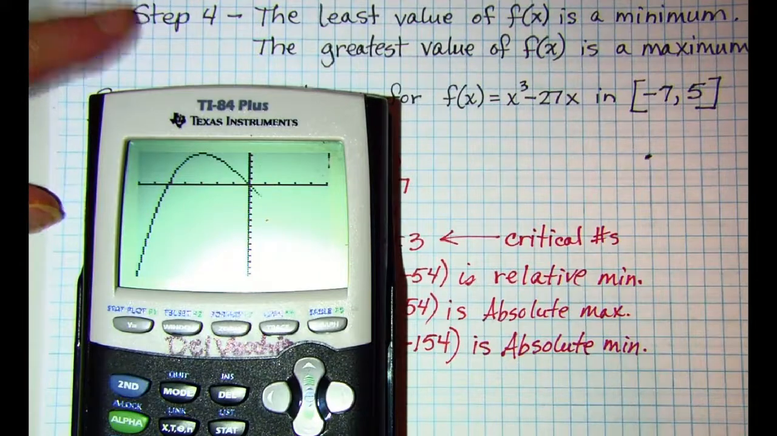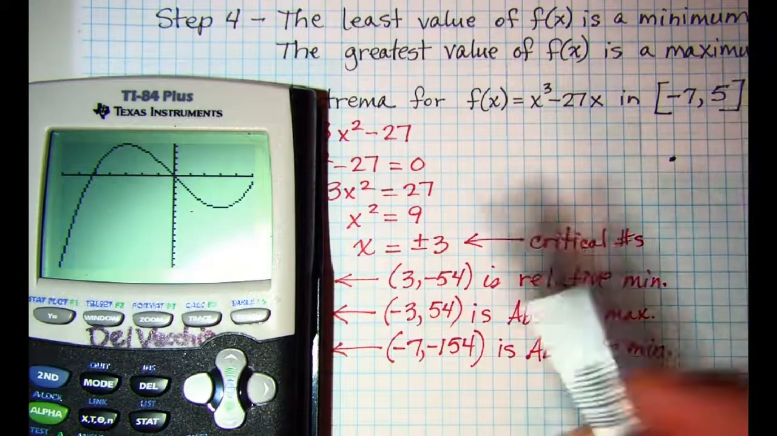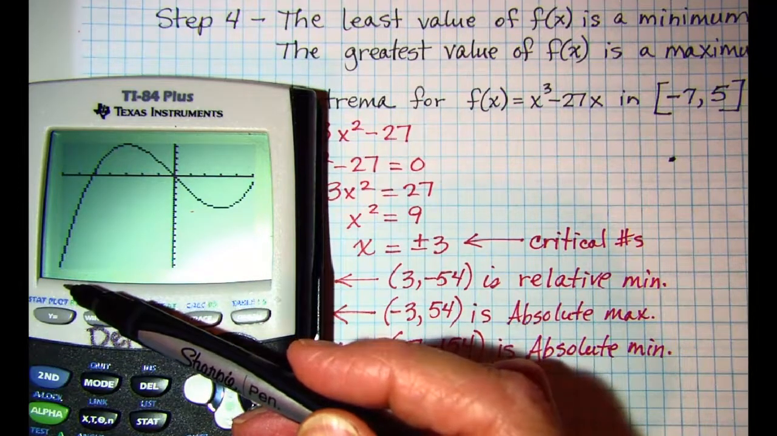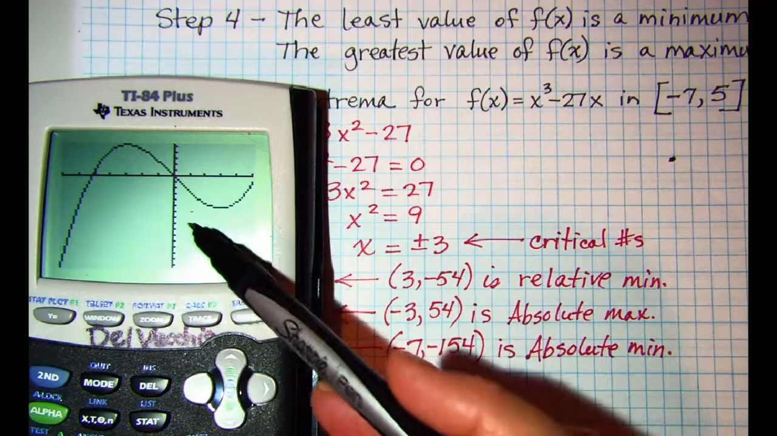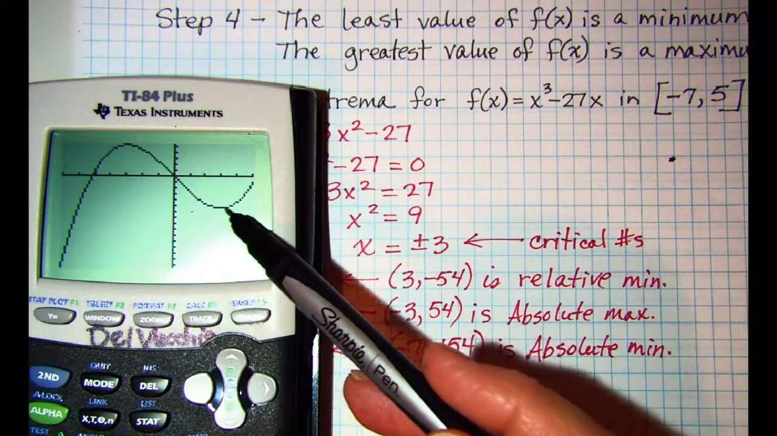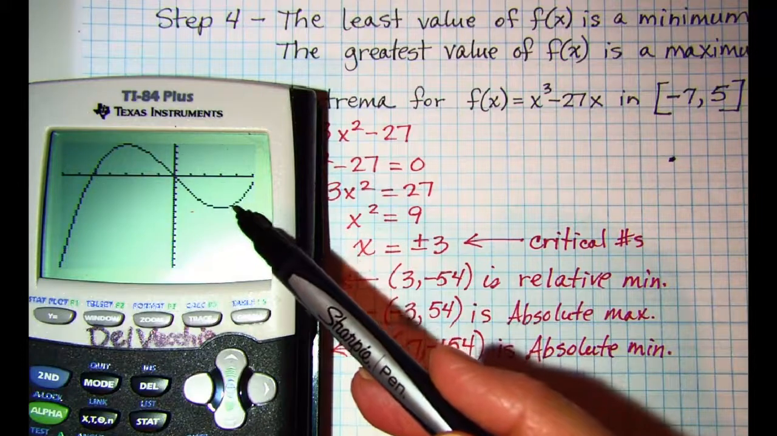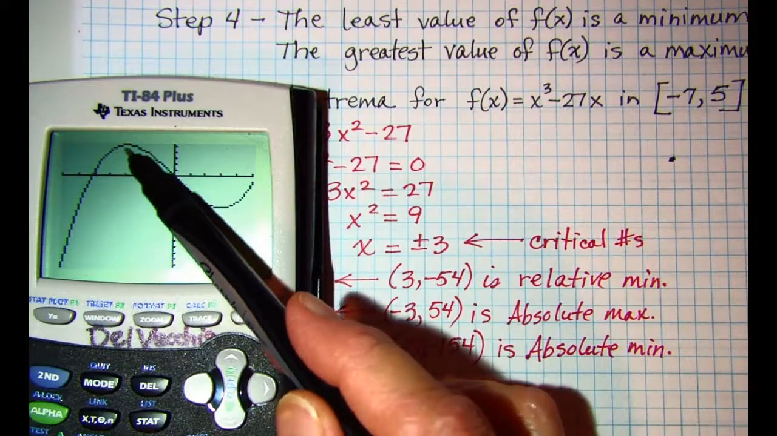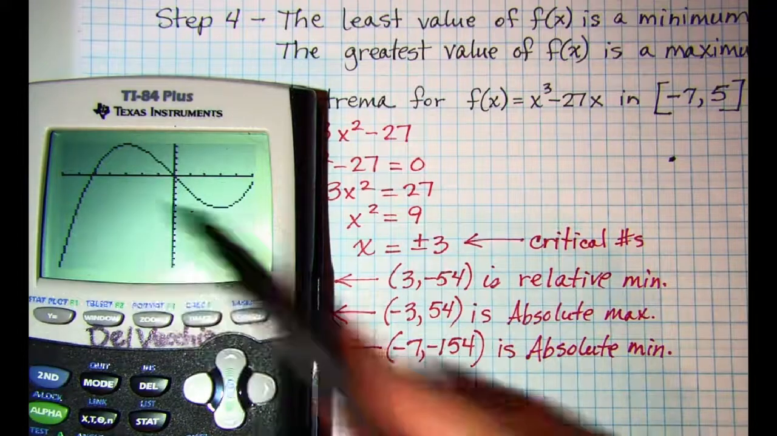Graph there. Now this is my closed interval from -7 to 5. I can see that I have a minimum here. It's an absolute minimum because it's on the endpoint. And this is a relative min because points on either side of it are all higher. So we can call that a relative min. And then this one we would call an absolute max because it's the highest point in that closed interval.